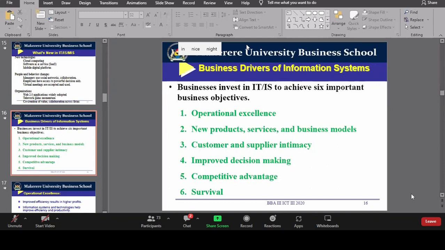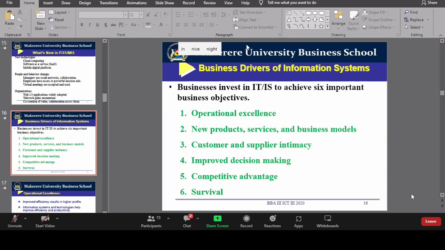Improved decision making is another. You're just using the tools that we have. Does this reconcile with the customer relationship management and the supply chain management? Yes, it does. Thank you very much, customer relationship management and supplier relationship management. Then decision making is very clear for all of us. Competitive advantage, we all know.